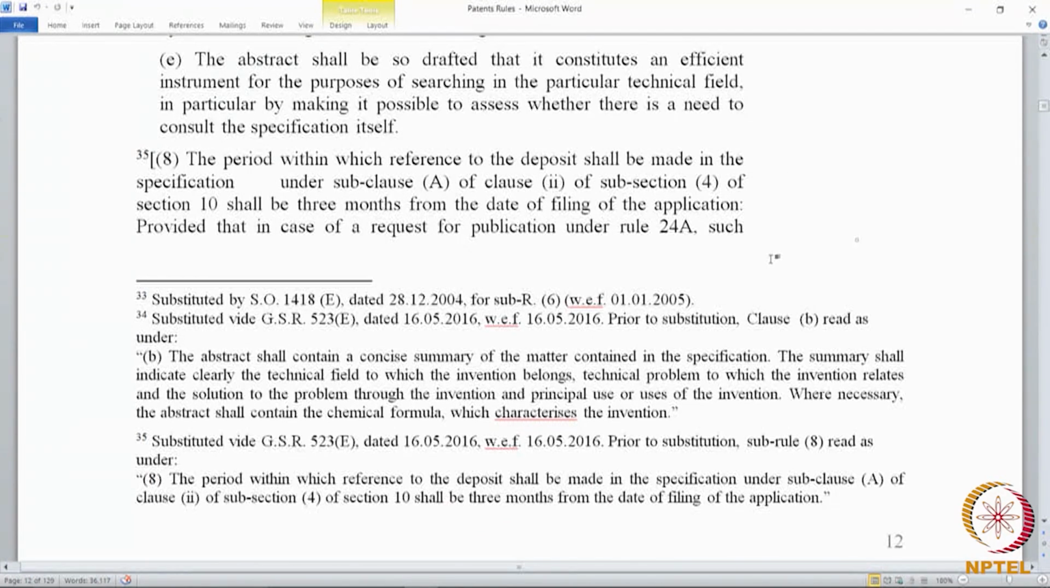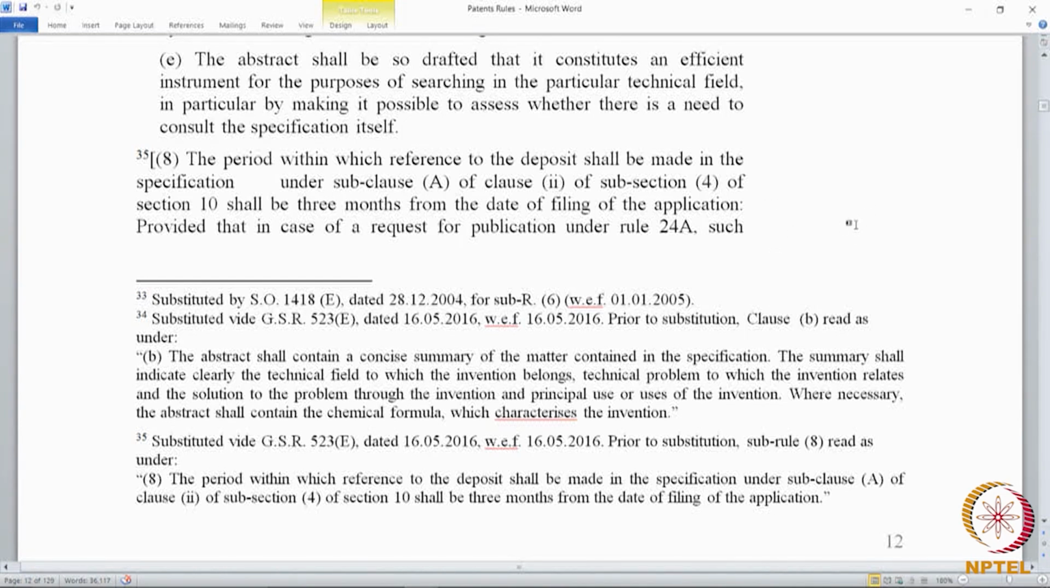In section 10, there was a reference to the deposit of biological material. The biological material could be deposited either at the time of filing the complete specification or at any time that is prescribed in the rules. 13.8 prescribes the timeline for the deposit. The period within which reference to the deposit shall be made in the specification under subclause A of clause 2 of subsection 4 of section 10, that is 10.4.2a, shall be 3 months from the date of filing the application.